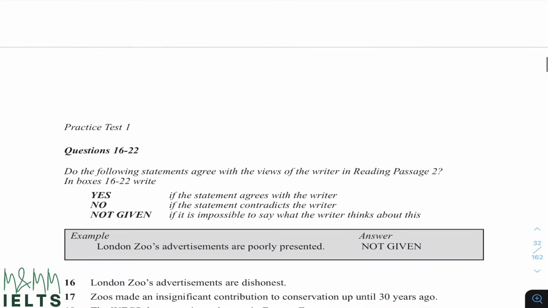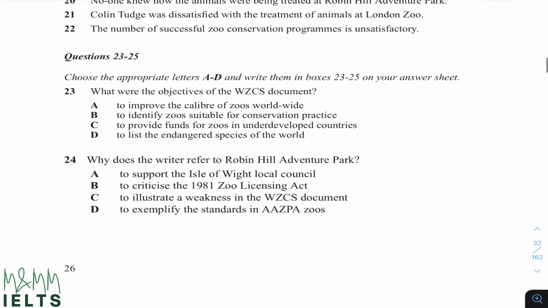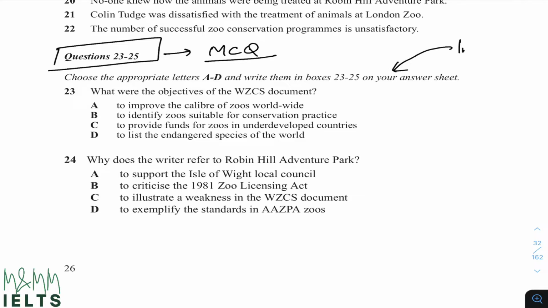So I've understood that it has multiple paragraphs. Now MCQs, questions 23 to 25. They are my MCQ questions. Okay, perfect. Let us read the instruction. This is my instruction, which I will read first. Choose the appropriate letters A to D and write them in boxes 23 to 25 on your answer sheet.